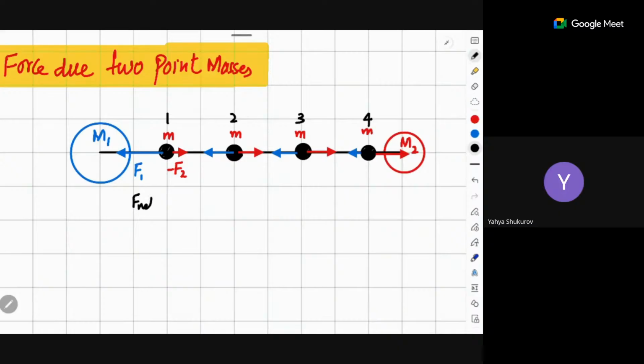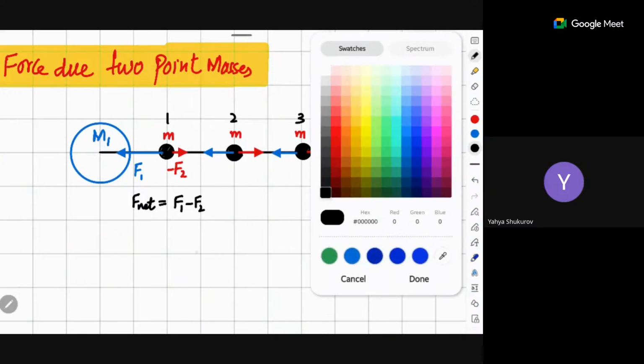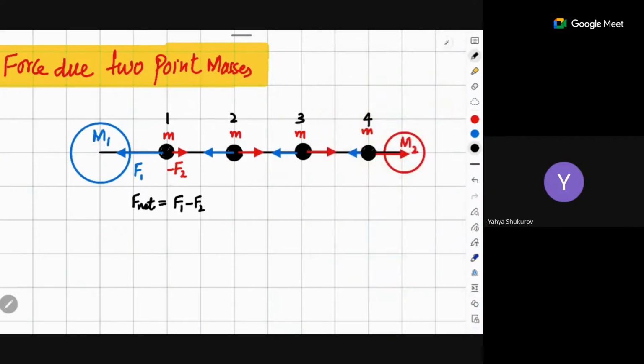F net is equal to what? That is F1 minus F2, or Fa minus Fb. So that means the resultant force that will be acting on this planet will be in this direction. The difference of these two. Okay? You got the point?